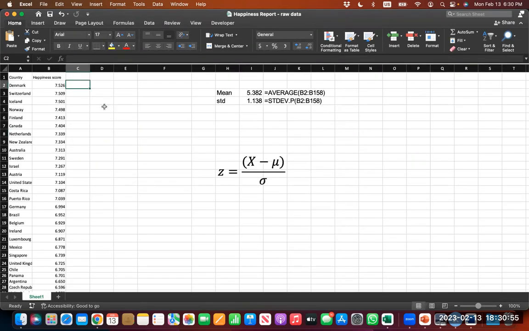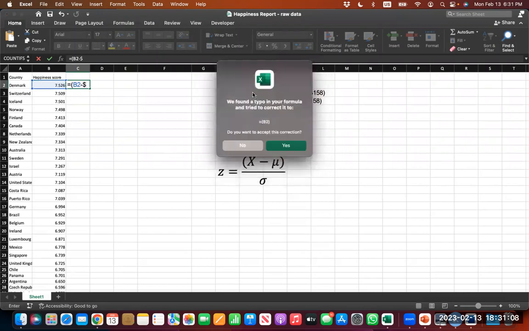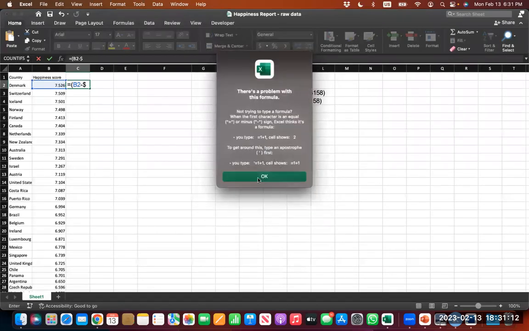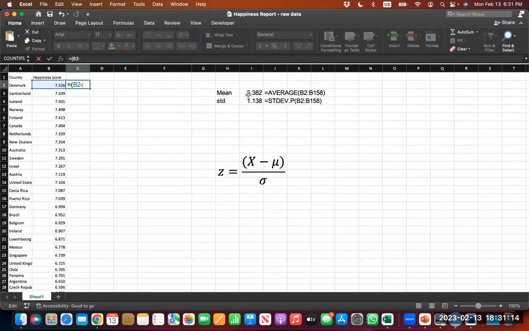You want to have the Z-score now of Denmark. This would be equal sign, parentheses, 7.5626 minus $I$3, minus the mean, divided by the standard deviation. So Denmark has a Z-score of 1.88.